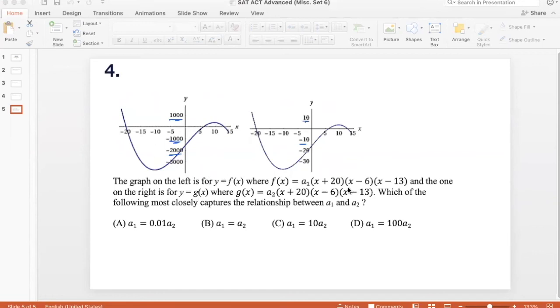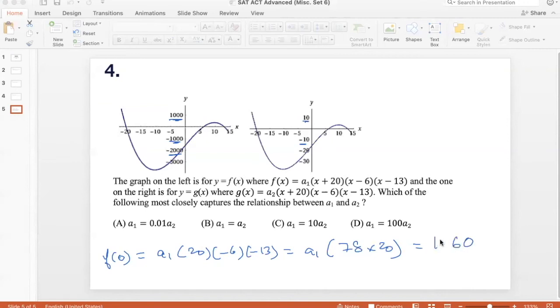So let me work with the y-intercept. If I find f(0), that would be a1 times 20 times -6 times -13, which is a1 times 78 times 20, which is 1560 a1. And what is the value of this? It is between negative 1000 and negative 2000. So let me take the value as negative 1560 just for convenience. So that is 1560 a1 = -1560, so a1 becomes negative 1.